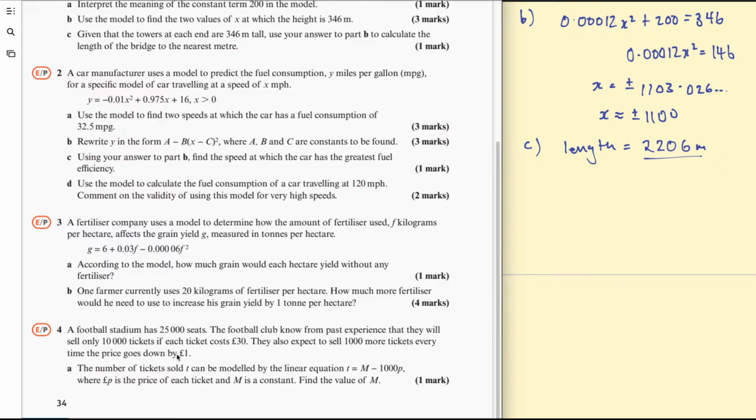They will sell only 10,000 tickets. They also expect to sell 1,000 more tickets every time the price goes down by £1. So this is a linear equation.